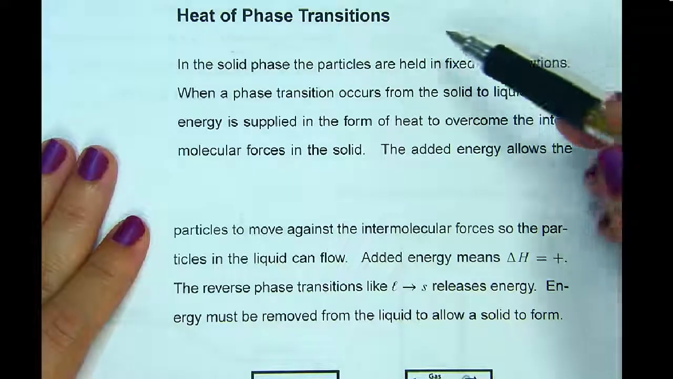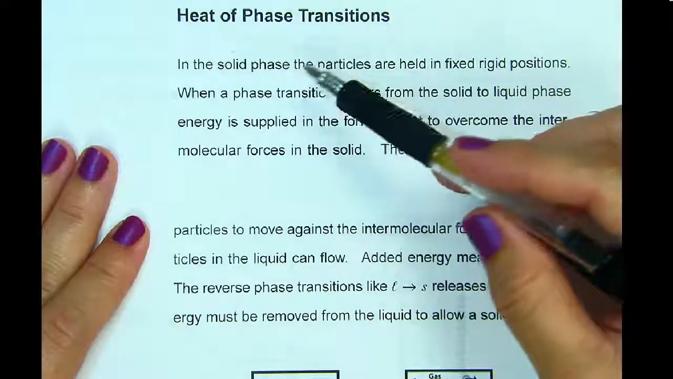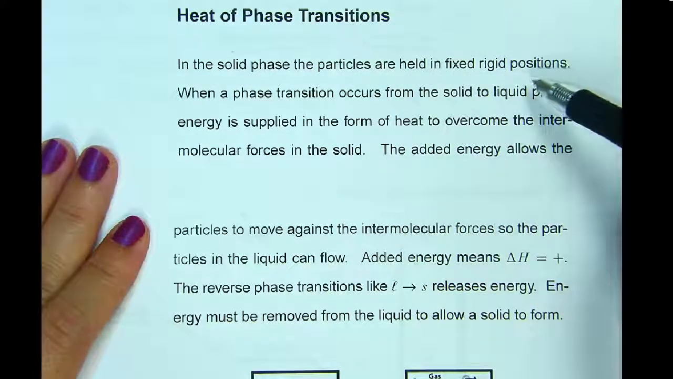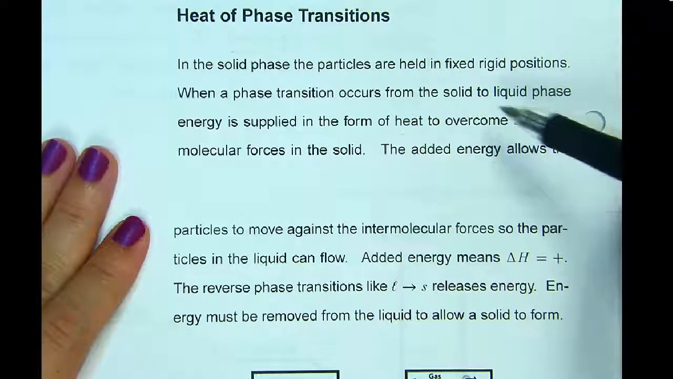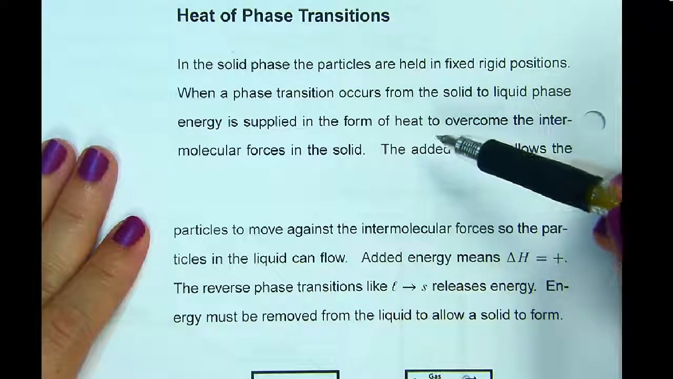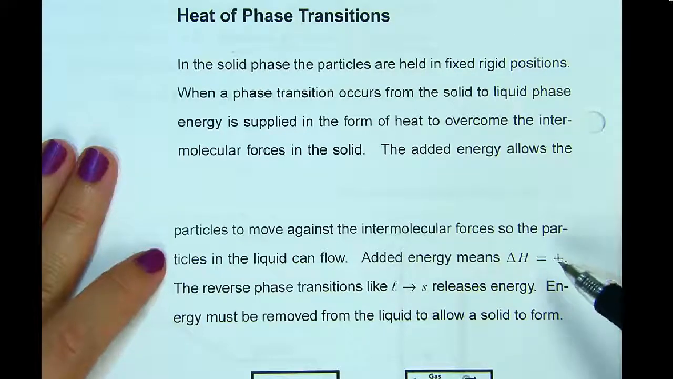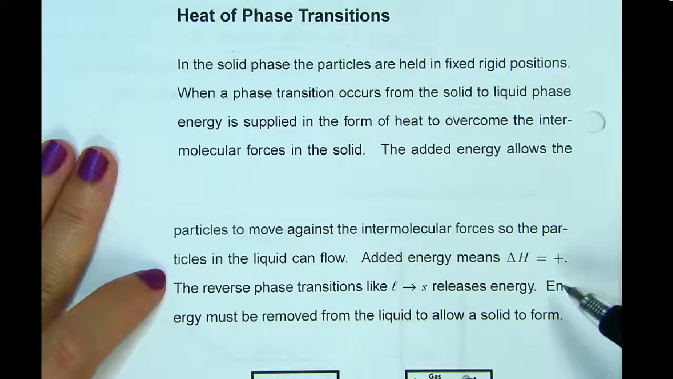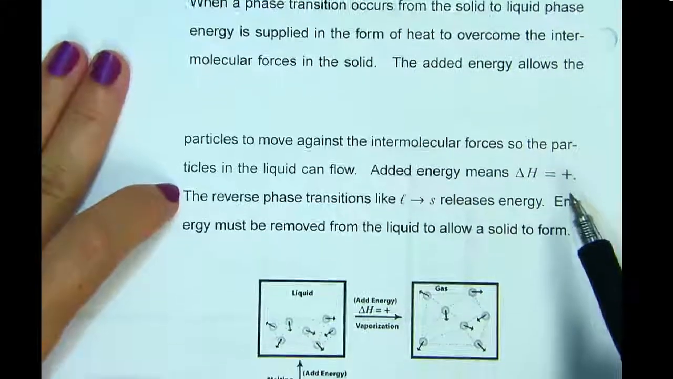Heat of phase transitions. So this is going to be changing from solid to liquid to gas. In the solid phase, the particles are held in fixed, rigid positions. When a phase transition occurs from the solid to liquid phase, energy is supplied in the form of heat to overcome intermolecular forces in the solid. The added energy allows the particles to move against the intermolecular forces so the particles in the liquid can flow. Added energy means the delta H is positive.